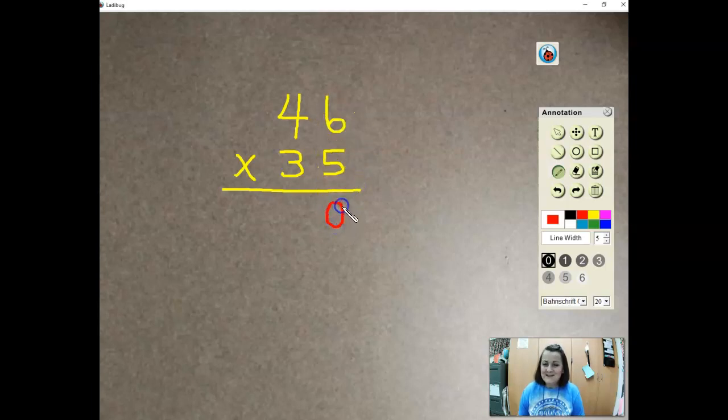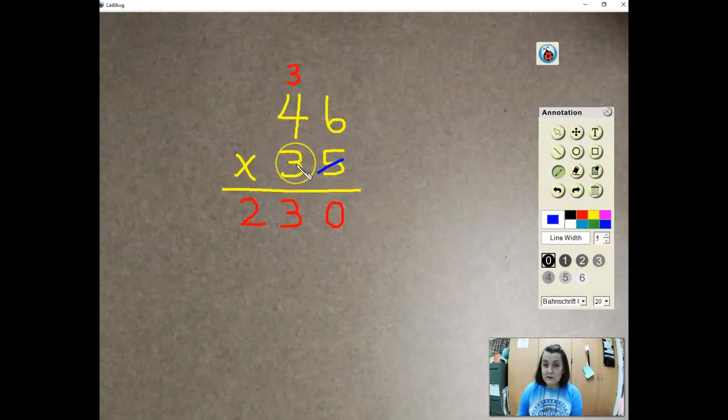Well, just like addition, what are we going to do with that 3? We're going to regroup it into the tens place. Now we can multiply 5 times the 4, and that's 20. And we're going to add the 3, and that gives us 23. So we're going to put that right here in the correct place value. All right, we're done with the 5.